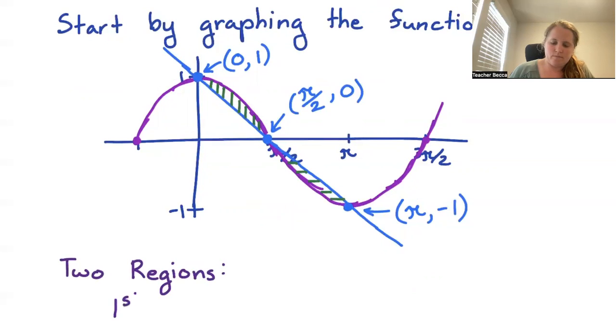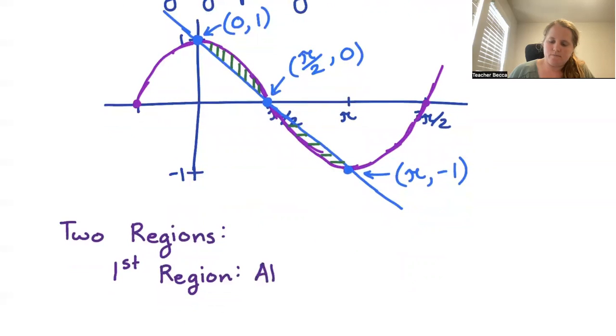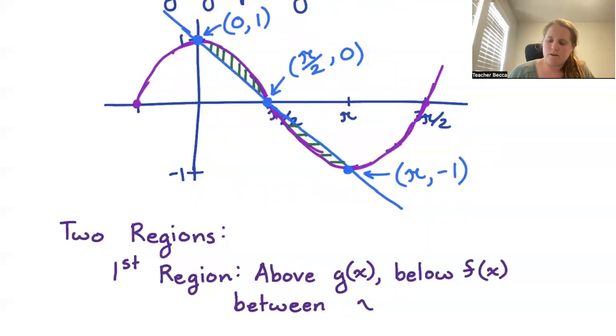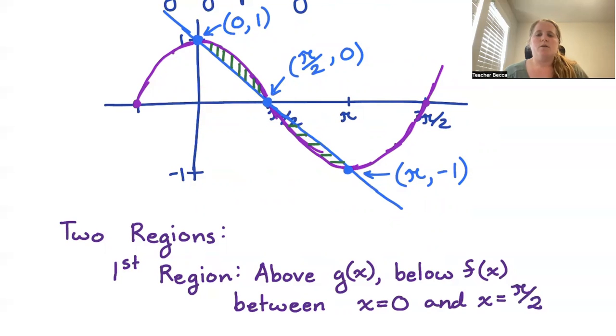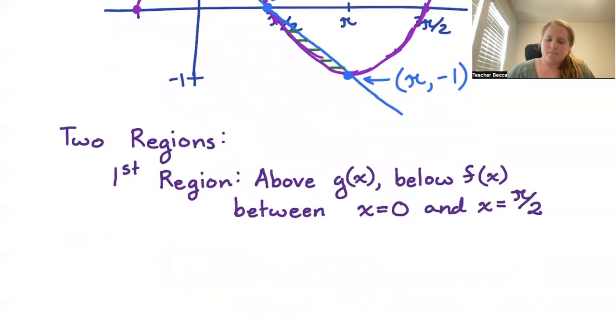The first region, again, is above g of x and below f of x, between x equals 0 and x equals pi over 2. So we can find that area for that first region. Let me actually switch colors.